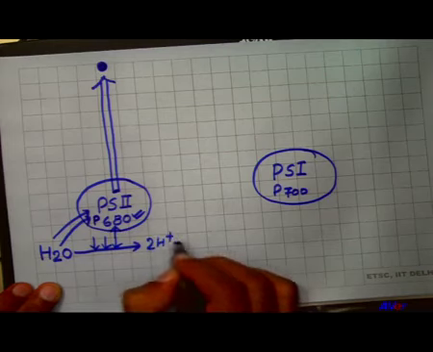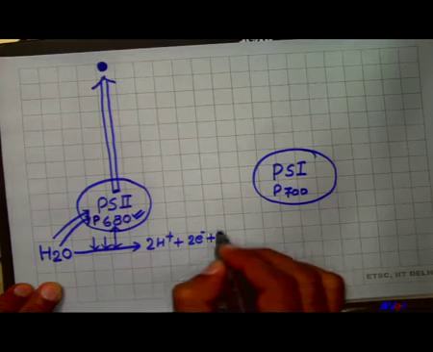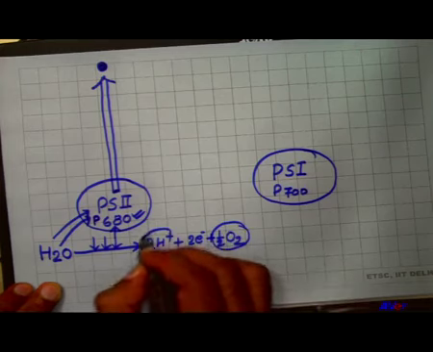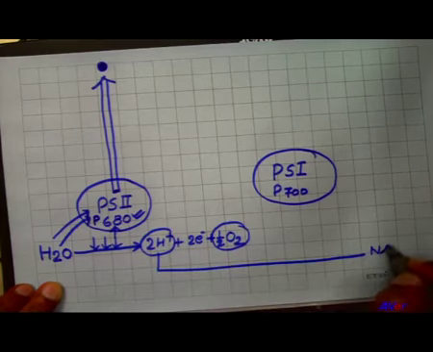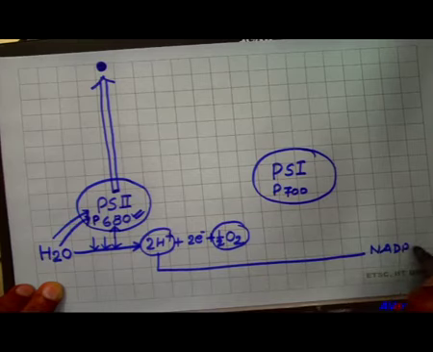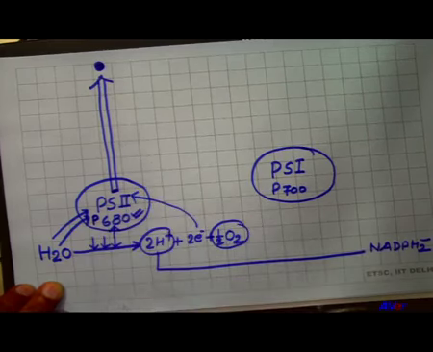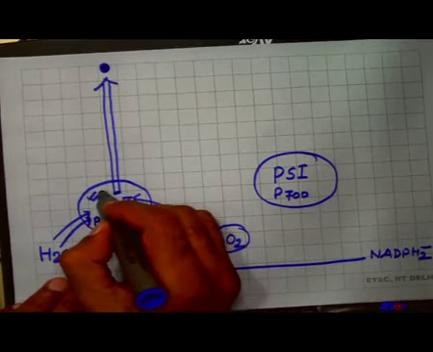Oxygen is released as a byproduct, the proton is received by the NADP and finally converted into NADPH2, and the electron is received by pigment system 2. This pigment system now comes in the ground state.